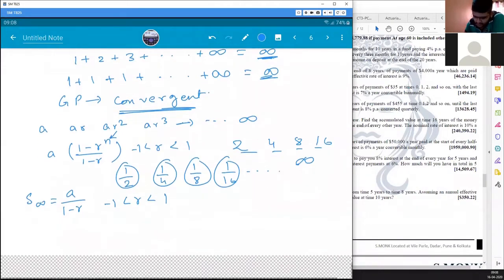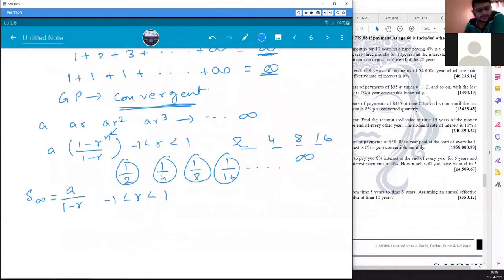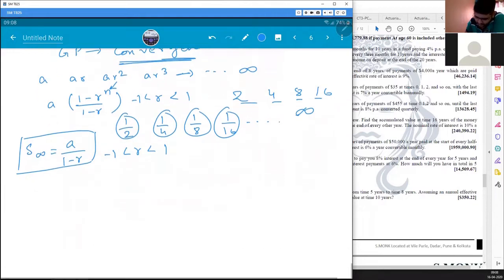So we use this convergent GP or infinite GP to solve perpetuity sums. In perpetuity, what we are saying is the payments are infinite. First we'll take annuity-due into consideration. In advance, the first payment is at 0, the second payment at 1, the third payment at 2, and so on. This goes on forever.